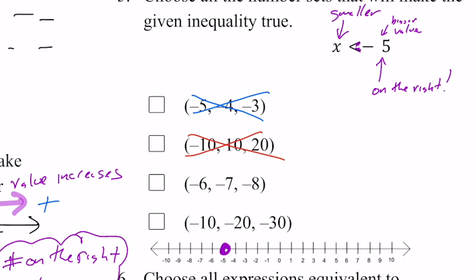So let's go to the next one. -6, -7, -8. Is the -5 on the right side? Yes. So that one works out. And the last one, let's do the yellowish orange. I got -10, -20, and -30. Is the -5 bigger? Yes, the -5 is on the right side. So this one, again, is 2 out of the 4 choices.